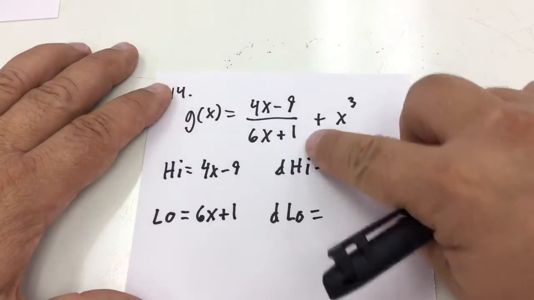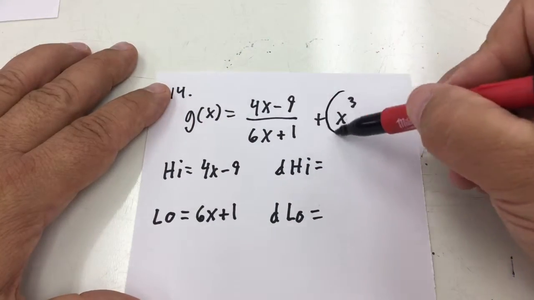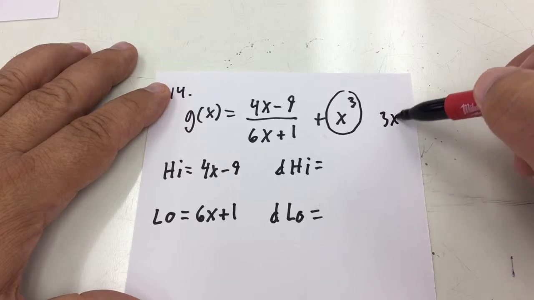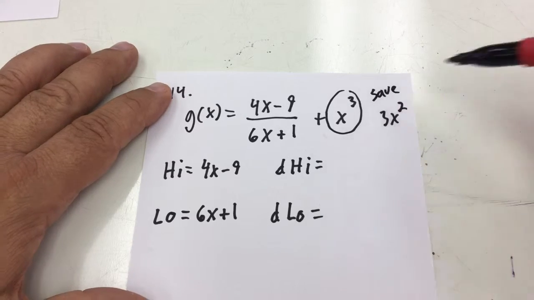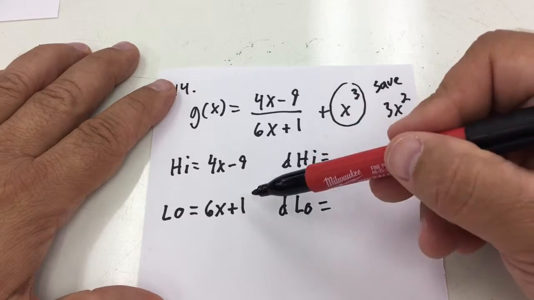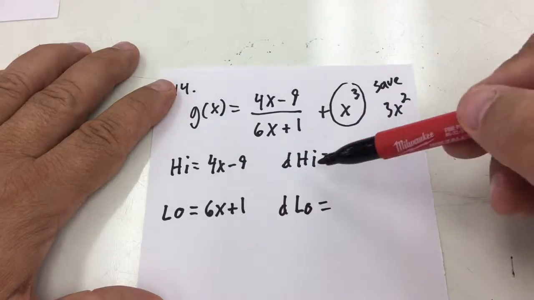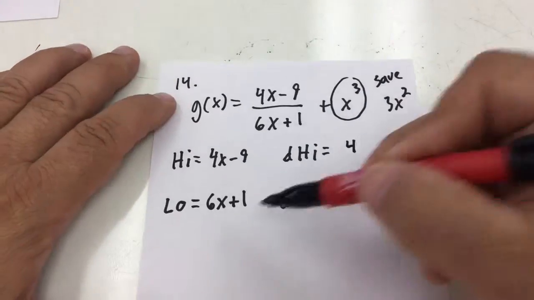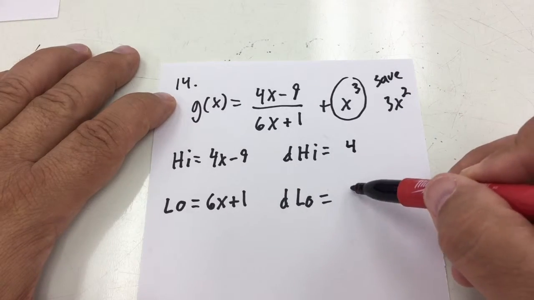I have a difference quotient and just a polynomial. So really quickly, I can take the derivative of this, and the back end of my answer is going to be 3x squared. So I have to save that for later. Notice I have the high value is 4x minus 9. The low value is 6x plus 1. I have to take the derivative of the high. The d high is going to equal just 4. The d low is going to just equal 6.